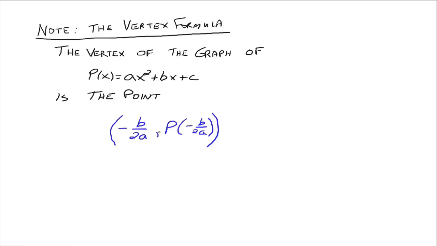And that's really what this notation over here on the right is saying. It's saying go to the original function p and evaluate p at negative b over 2a for x. In other words, you take this number you get here and plug it into your function for x and let it tell you what the y value is going to be. So that's the formula. It looks kind of ugly, but it's not so bad. We'll do an example here in just a second.